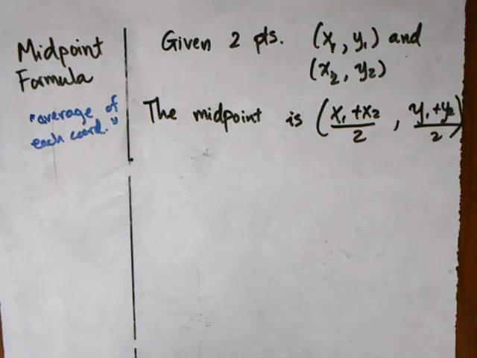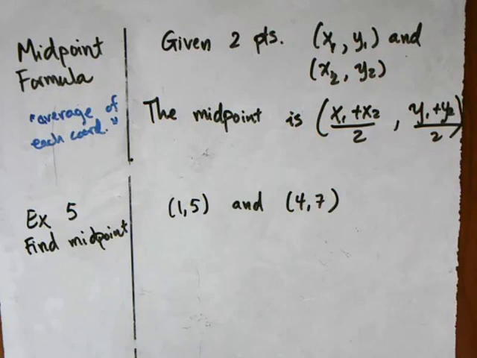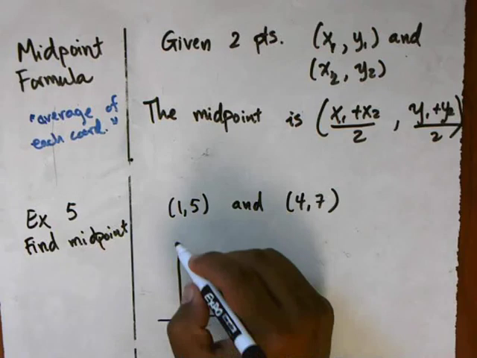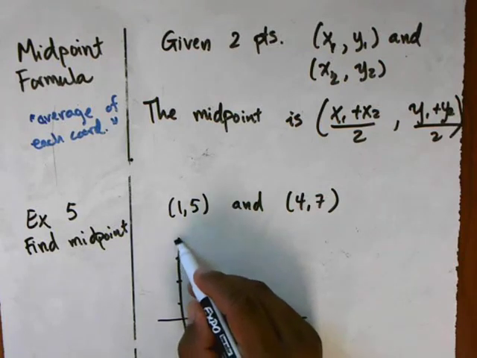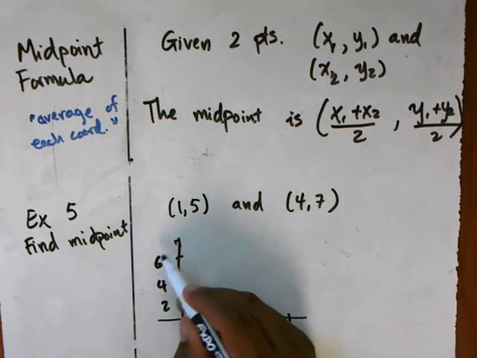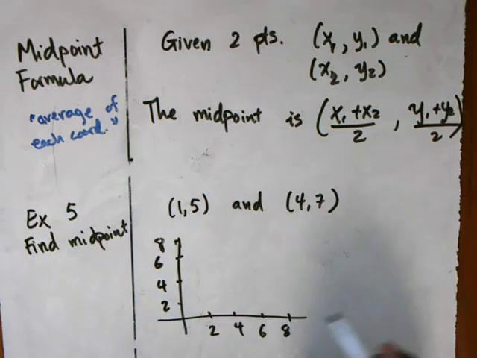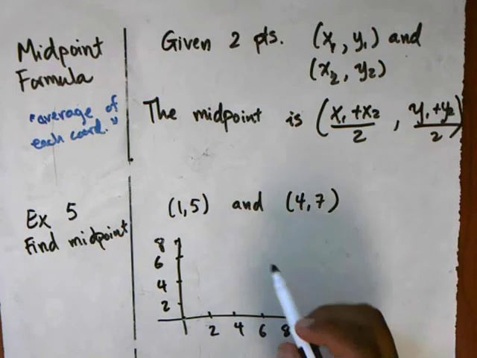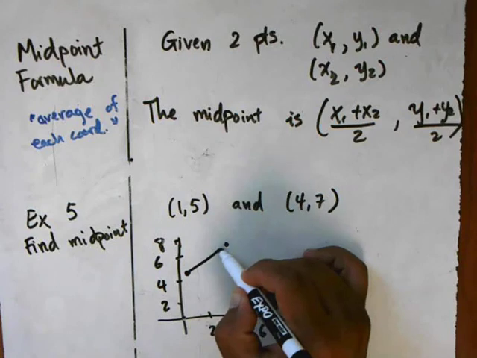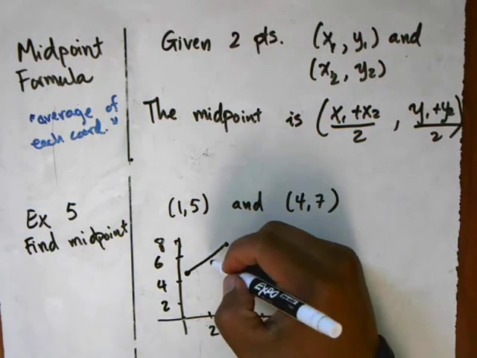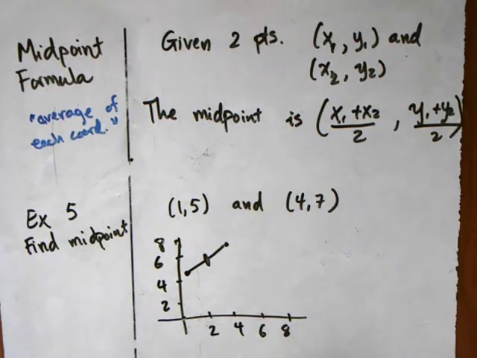Okay. So let's take a couple examples. Here we have 2 points, (1, 5) and (4, 7), and I'll draw this out. It's important that you label your axes and your scale here. This is my origin. So (1, 5) would be right about here, and then (4, 7) is right about here, and we're looking for the midpoint, which is somewhere in here. Okay, so that's our midpoint.